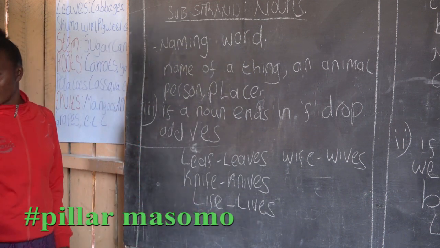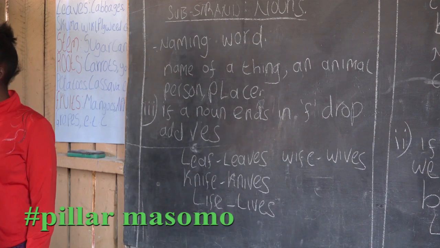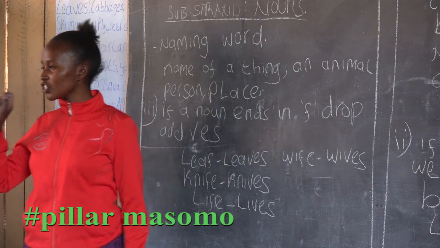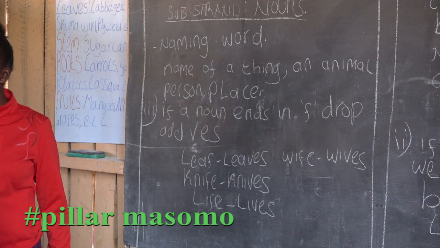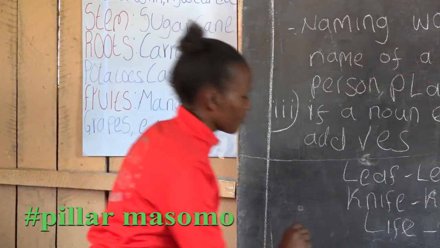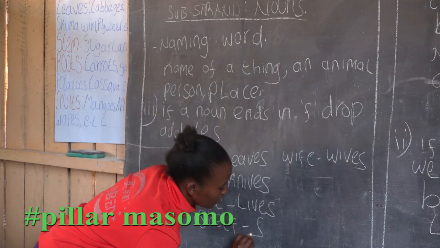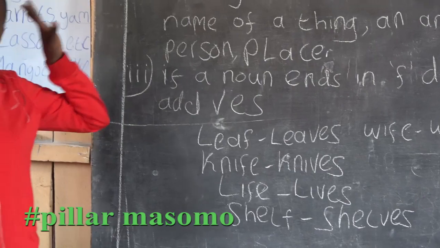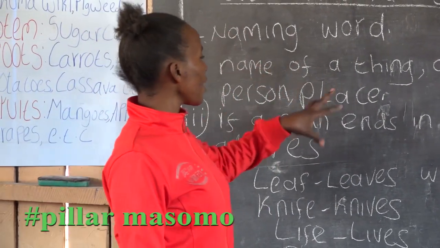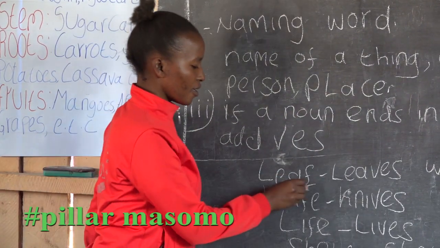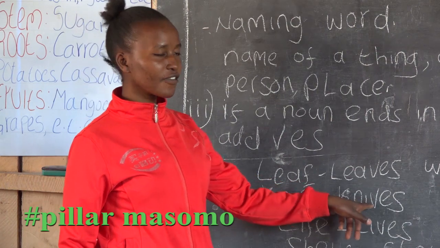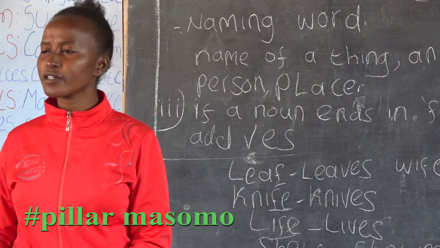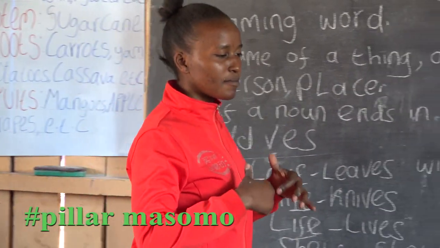In chef, we don't add V-E-S. We just add S. That one is chef, chefs. Shelf. And then? Shelves. Do you see? And many more examples follow. We are dropping the F. Knife. And then we add V E S. In life, we add V E S. But not all. We will learn about them.